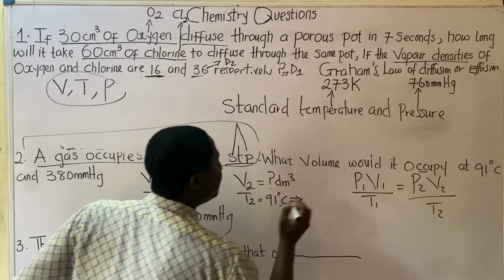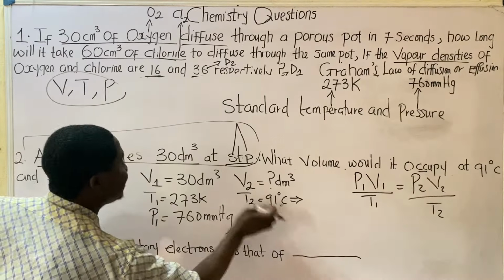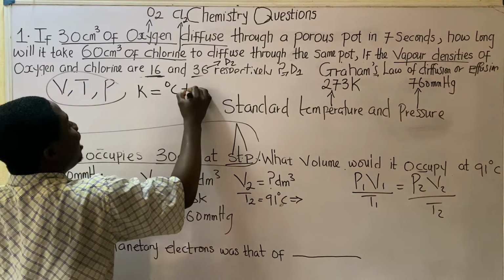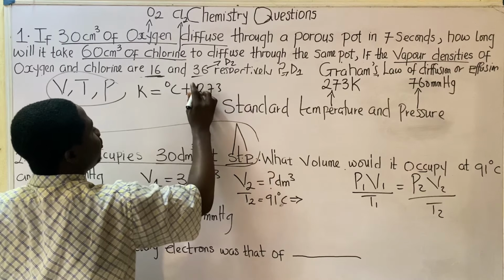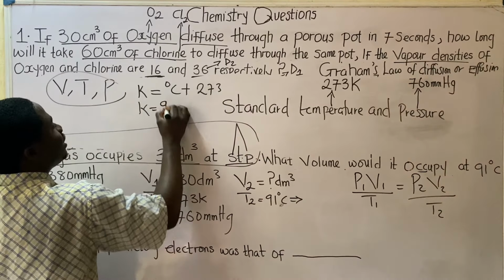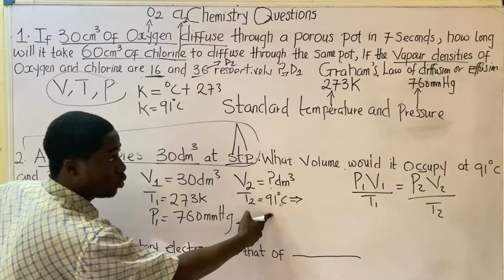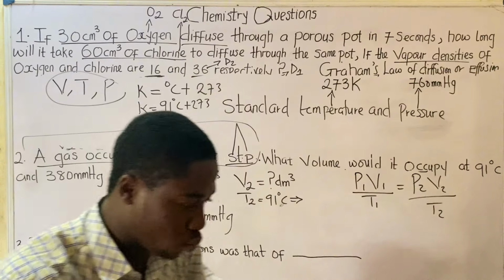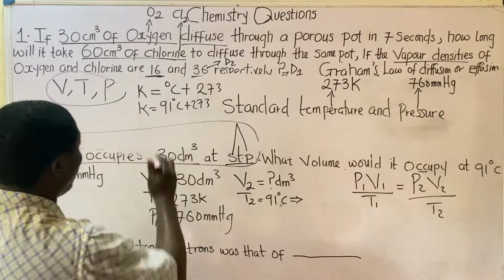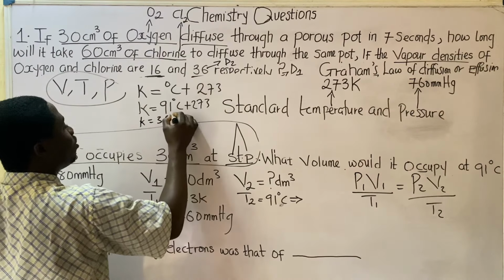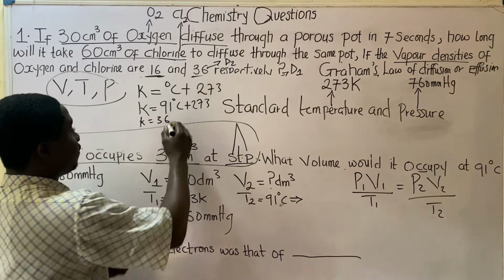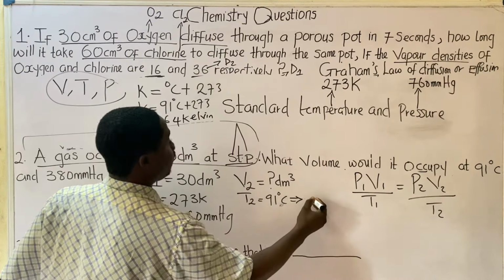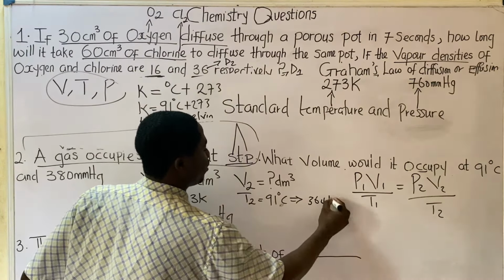Don't leave it that way. Make sure you convert it to Kelvin. How do you convert degrees Celsius to Kelvin? Remember the formula I gave in that video: Kelvin is equal to degrees Celsius plus 273. So we have 91 plus 273, that's 364. So this 91 is converted to 364 Kelvin.